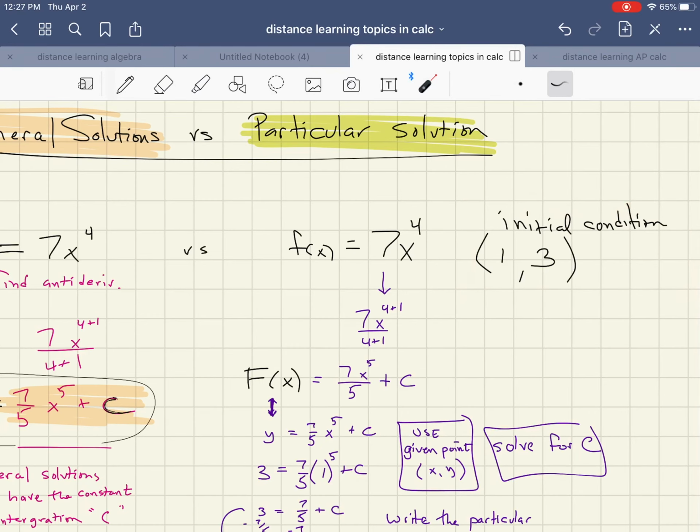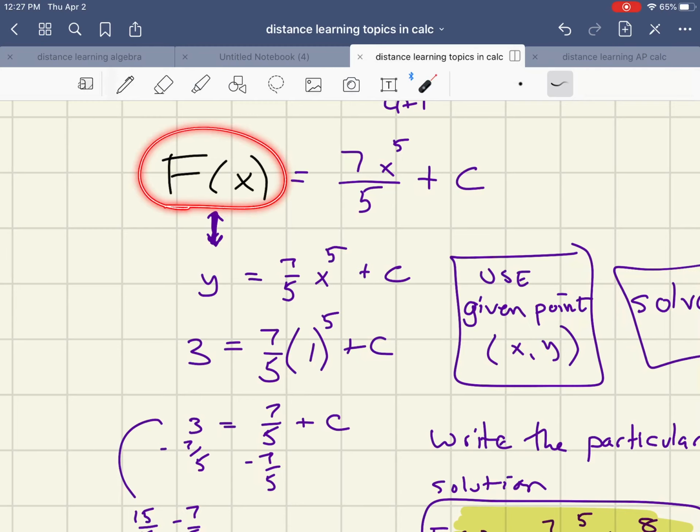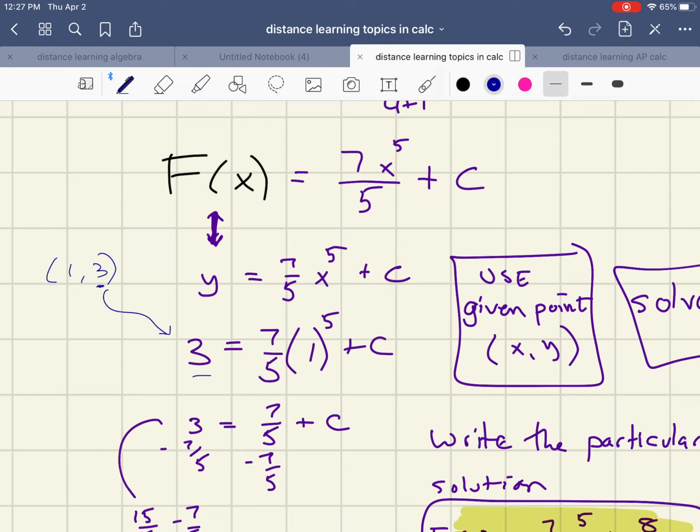However, I've added an initial condition to the situation. This is the point x is 1, y is 3. And since we know that f of x, capital F of x, can be used as a y, I'm going to take my point, which again you can't see here, it's 1, 3. I'm going to put my y value in. I'm going to put my x value in. And what is left but an expression or an equation where the only variable is that c.